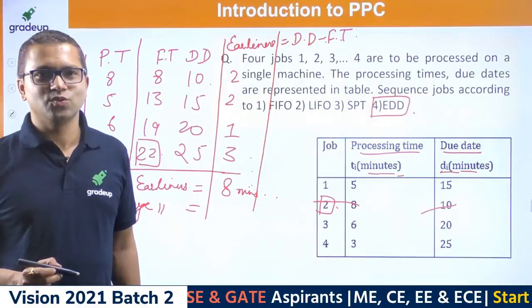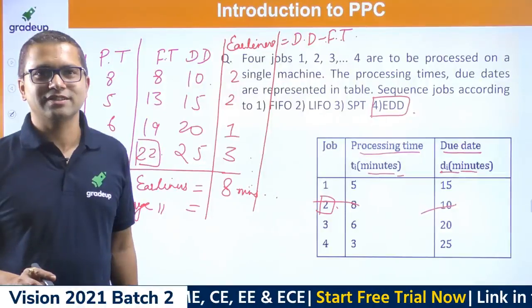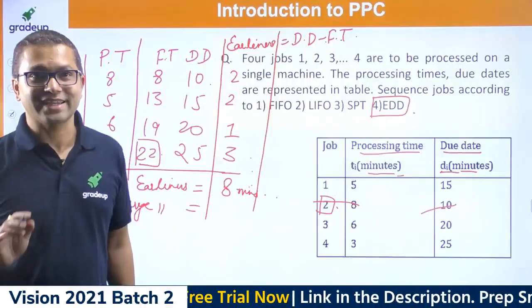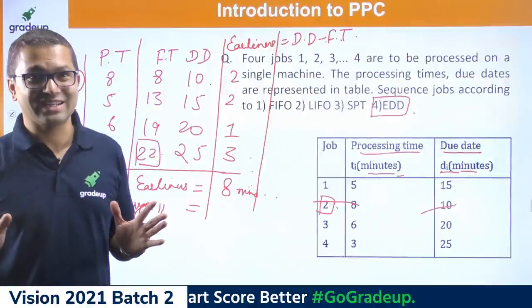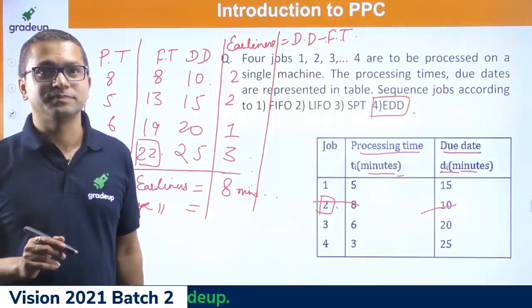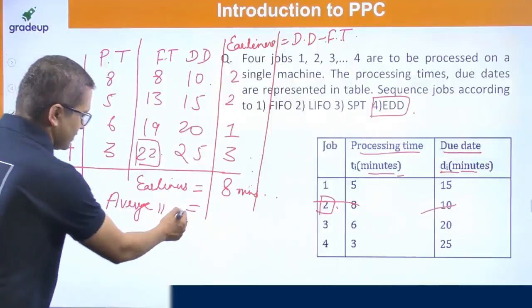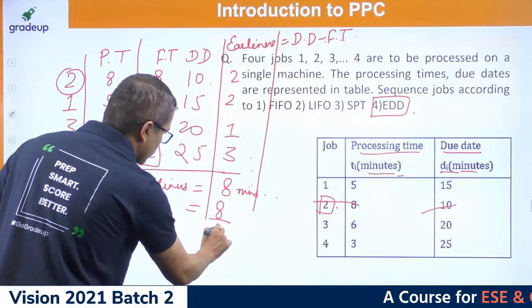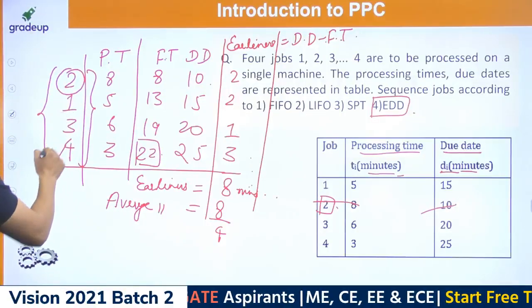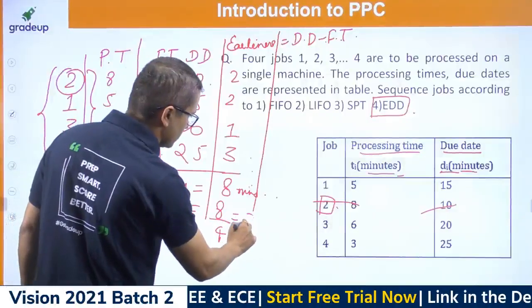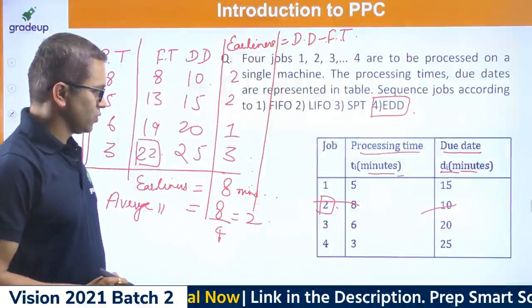Naveen says 2, Nilesh says 2, Krishna says 8. Okay, good. Krishna has been a really consistent player in this, and it's good. Even Muhammad as well. So obviously the average is going to be 8 upon 4, because there are 4 jobs over here. 1, 2, 3, 4, that's why. So you know how much that is: 2.